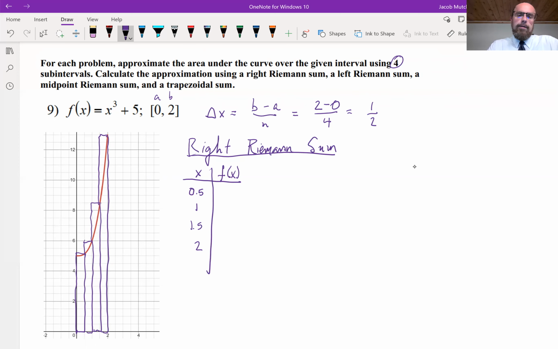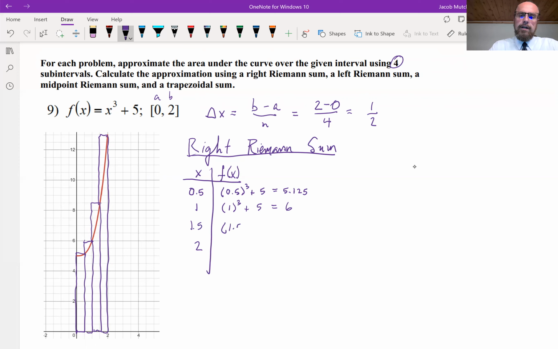So at 0.5, we're going to cube that and add 5. That's going to be 5.125 if I cube that. 0.5 times 0.5 times 0.5 is 0.125. At 1, we're going to cube it and add 5. That'll give us 6. So that'll be for that second rectangle. Its right endpoint is right there at 6.